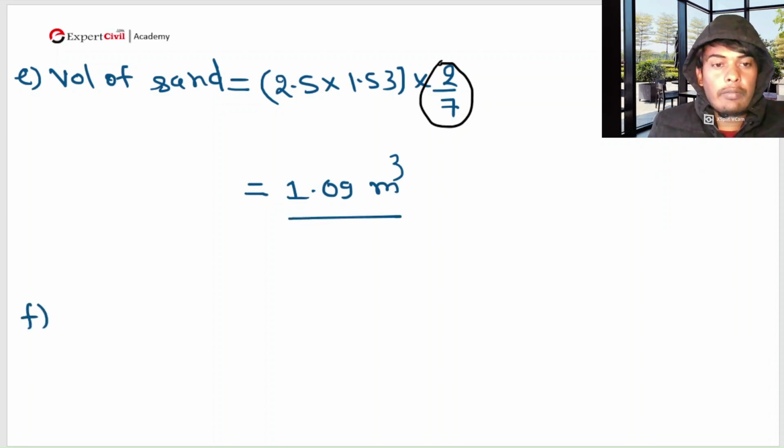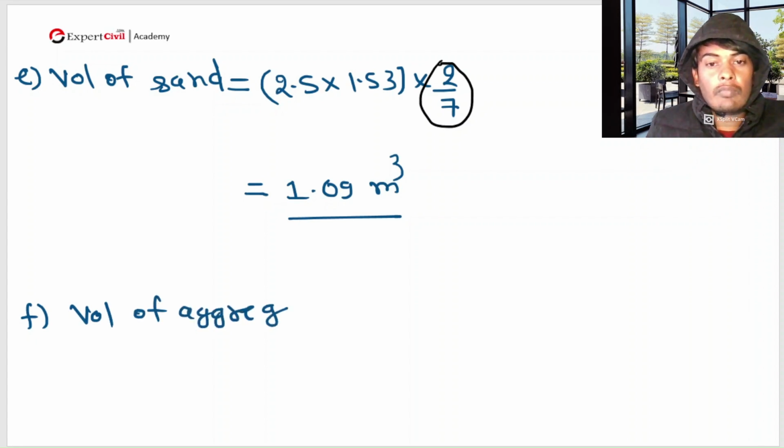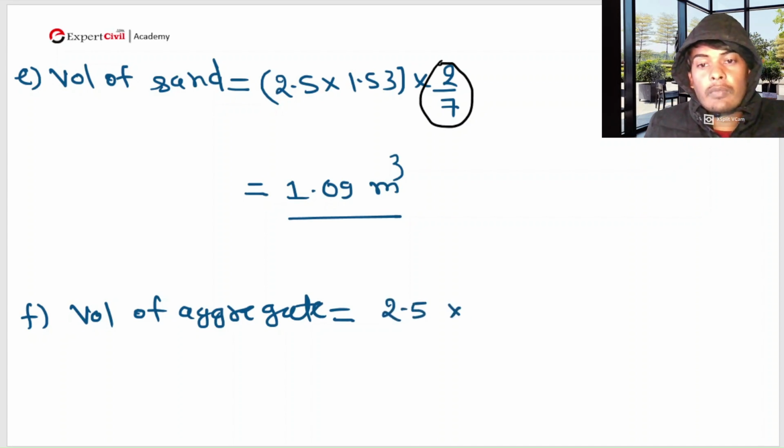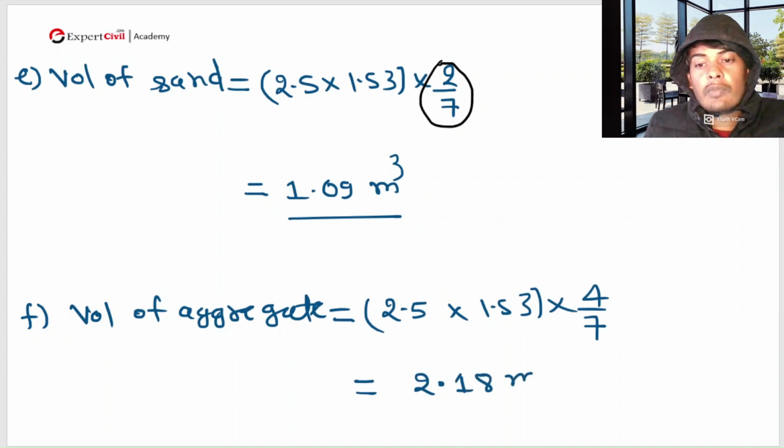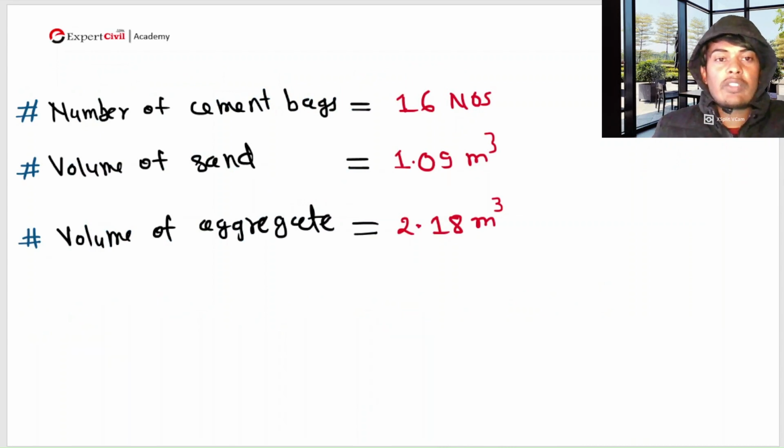And in part F, we will find volume of aggregate. So this will become 2.5 into 1.53 and into 4 by 7. So this will become 2.18 meter cube. And in the last, we have summarized our answer. So the number of cement bags is 16, volume of sand is 1.09 meter cube, and volume of aggregate is 2.18 meter cube.